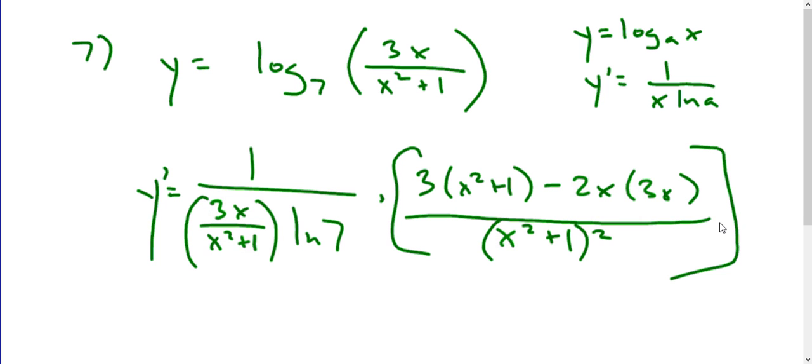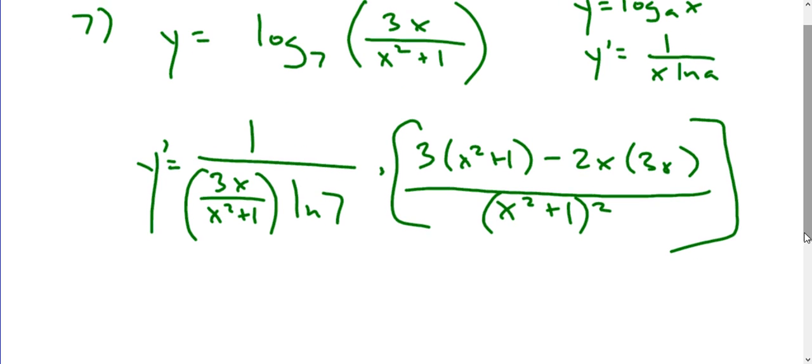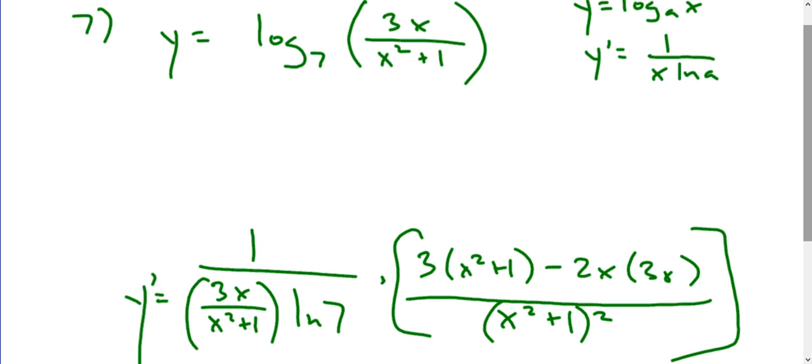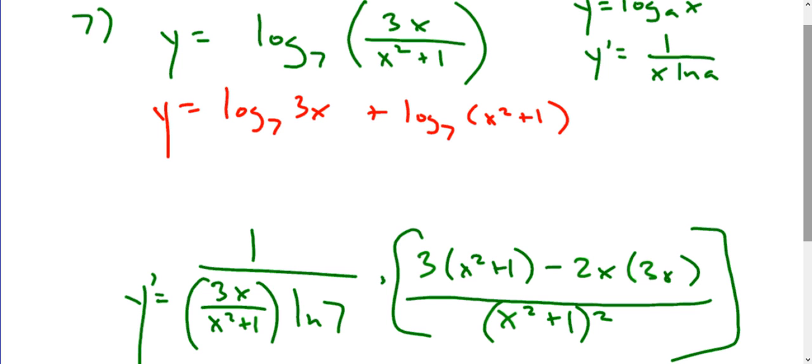Now, there's another way you could do this, if you so choose. Since all of this right here is a log, we can use the properties of logs to make this a little bit nicer. Log base 7 of 3x, we can add that to log base 7 of the quantity x squared plus 1. To this one, we have 1 over 3x times natural log of 7, times the derivative of that, which is 3. So we can cancel out.